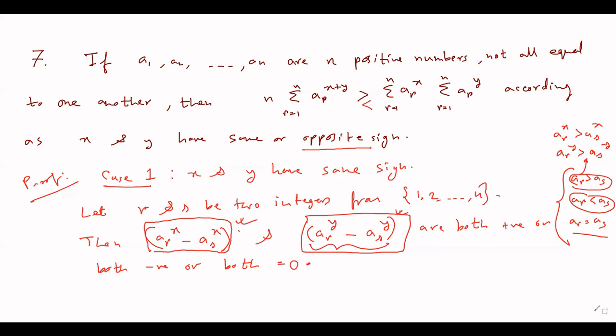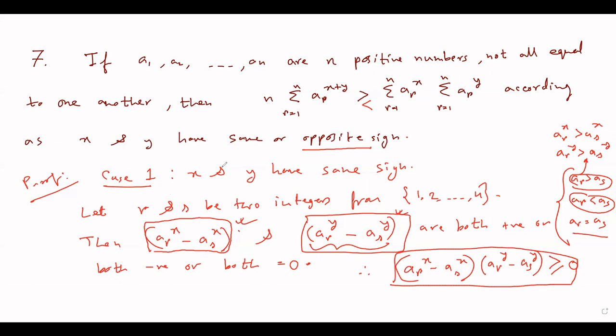Now, this would mean if I multiply ar to the power x minus as to the power x, and the term ar to the power y minus as to the power y, then since they're of same sign, this is going to be greater than 0. And in case they're both equal to 0, we are going to have the equality. So this is the inequality that we are going to work on to complete our proof.